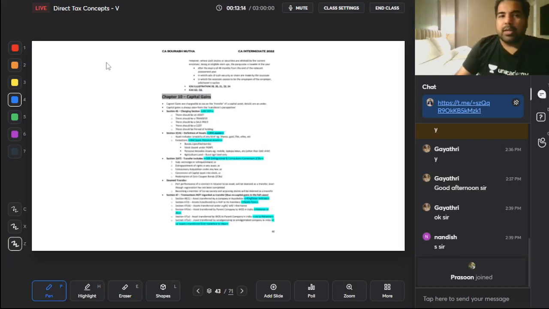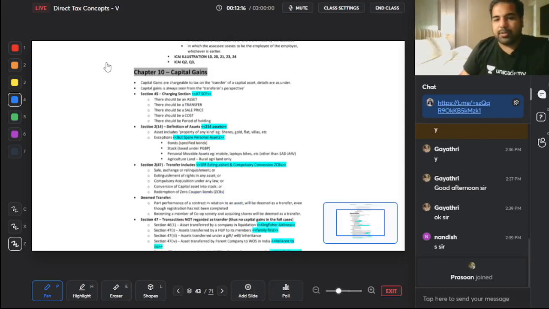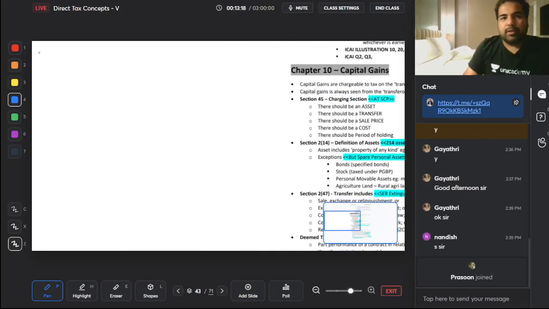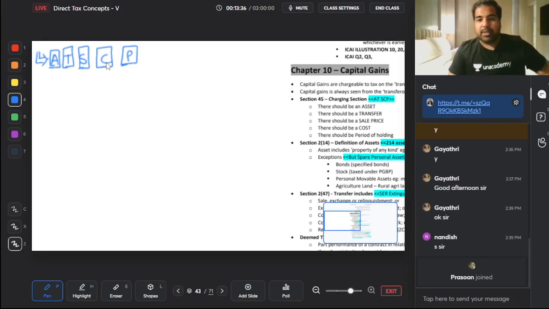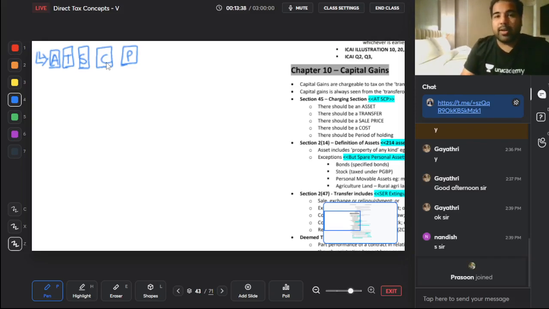Alright, guys, in capital gain we've already made some good progress. We did how to compute ATSCP, which is essentially what you will require when we start looking at questions, including the exam questions. You will see that knowing that it is an asset, knowing that there is a transfer, knowing that there is a sale consideration, knowing that there is a cost, and knowing the period of holding, whether cost should be indexed or not, you will more or less get your answer on capital gain here.